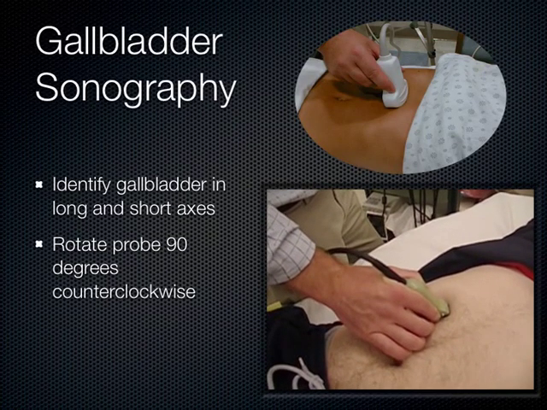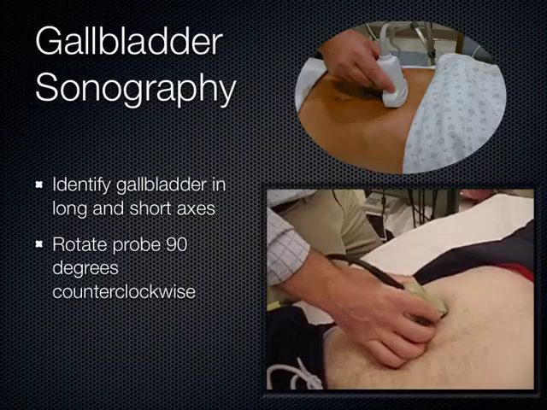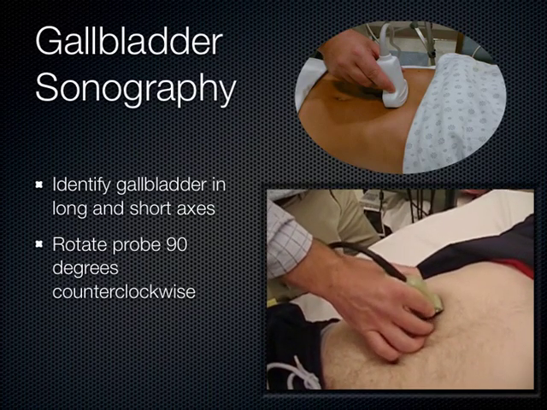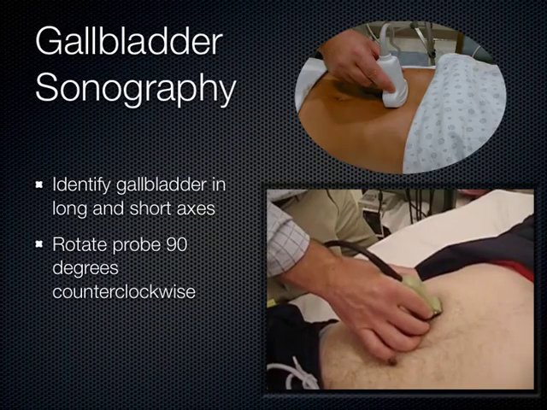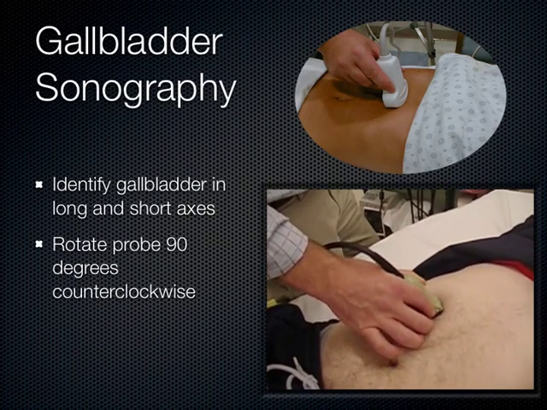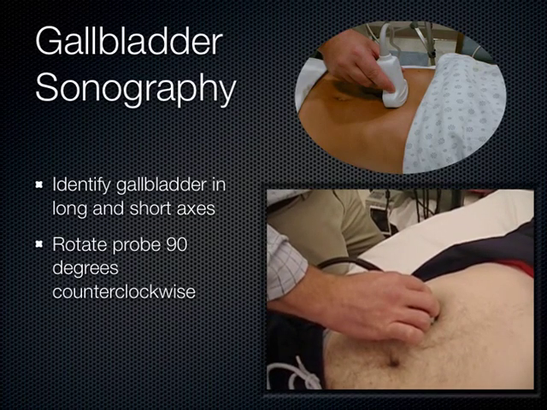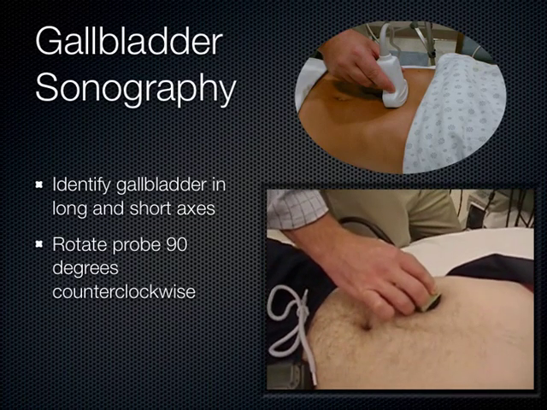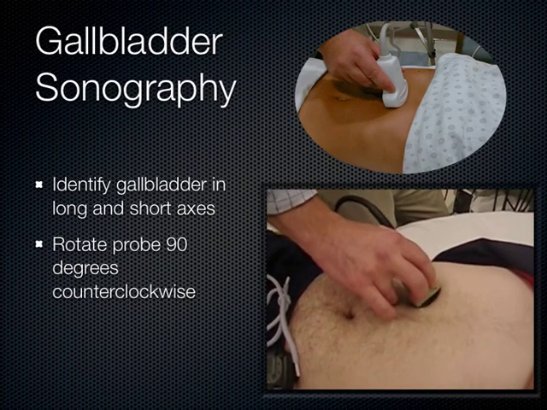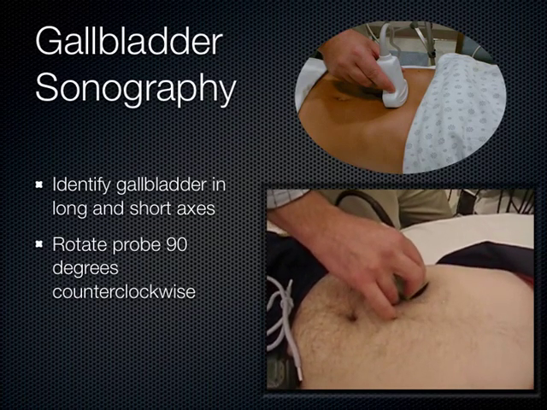Once you do get the gallbladder in the long axis, you're going to fan through the gallbladder, like so, making sure you catch the entire gallbladder, looking for any type of pathology. After you're done with the long axis, you're going to rotate the probe 90 degrees from whatever axis you're in, like so, and you're going to view the gallbladder in the short axis. Again, you're going to fan through the entirety of the gallbladder, looking for any possible pathology.